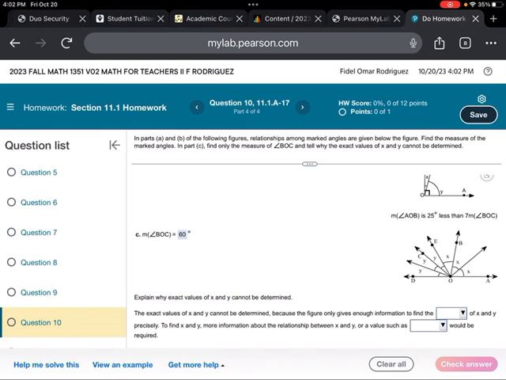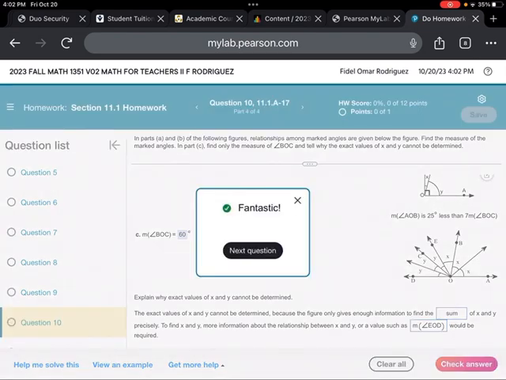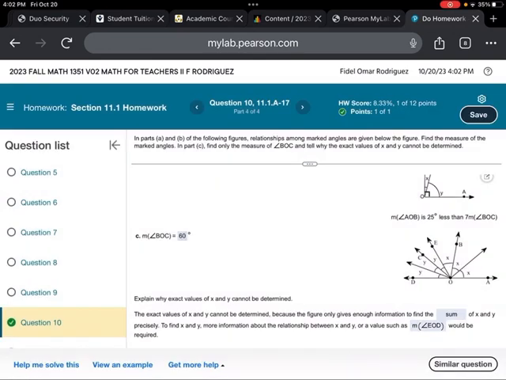Now it says the exact values x and y can't be determined because the figure only gives us enough to find the sum of x and y. To find x and y, more information about the relationship between x and y, or a value such as the measure of angle EOD or DOA, is needed. So let's take a look. EOD, or what was the other one? DOA? Well, DOA is 180, so it would have to be the other one, EOD. EOD would be the value of the three y's added together. So I'm going to check my answer, and we're done. If y'all have questions, let me know.